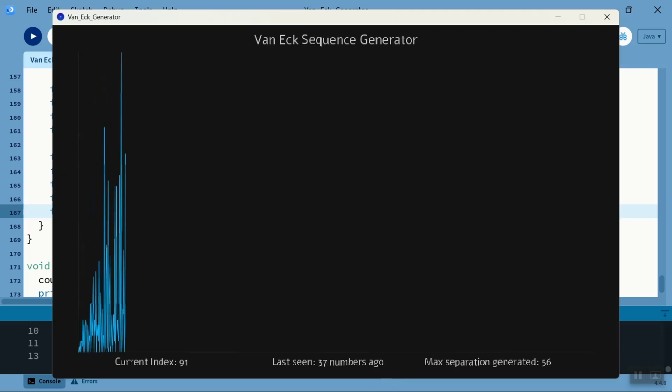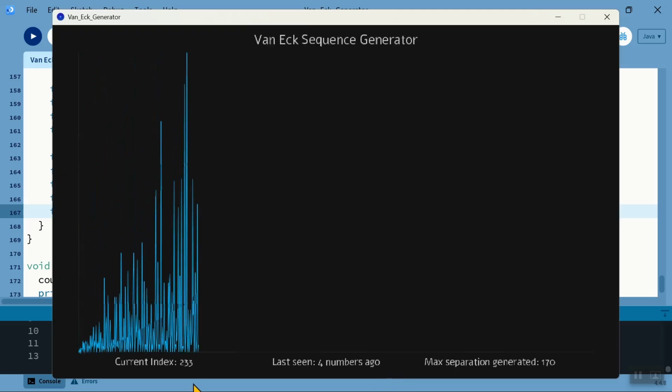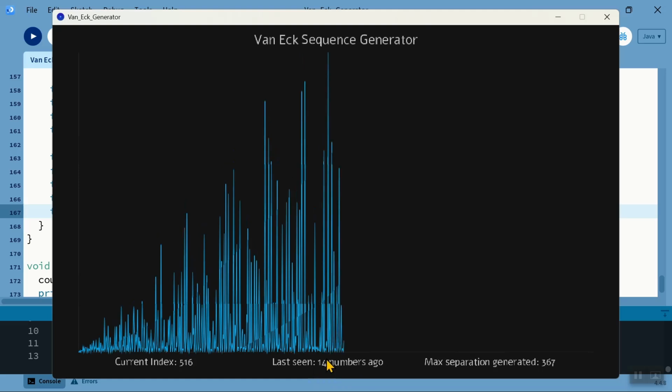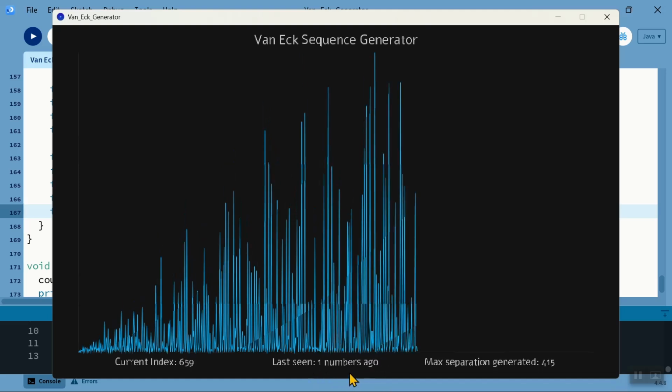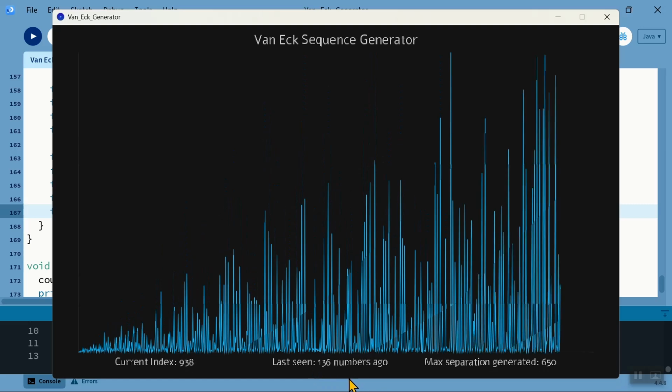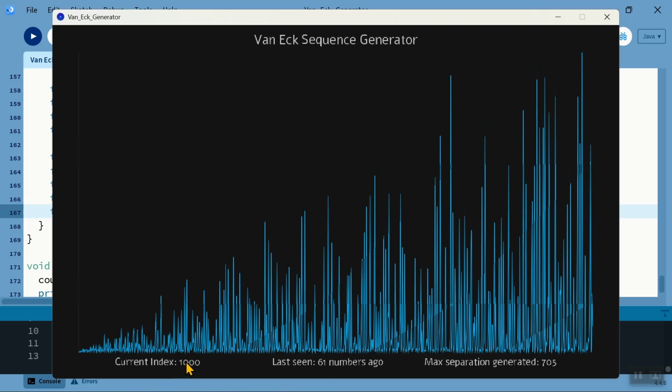Now, I made a graph. And what this does is it charts the last time that number was seen. I apologize, this is going too fast. It's going at 60 frames per second. But I'm doing 1,000 of them, okay? So the current index is now 1,000. We've done 1,000. And it was last seen 61 numbers ago, whatever that is. The maximum separation between the numbers was 705, which is right here.